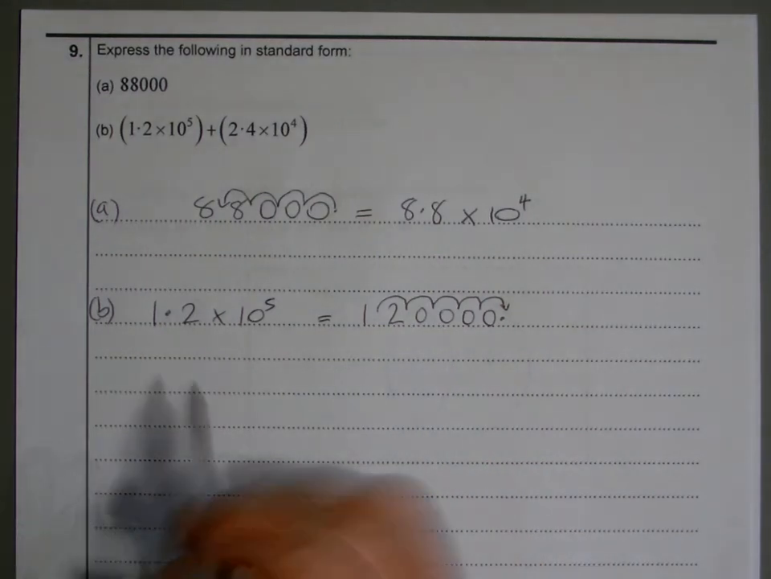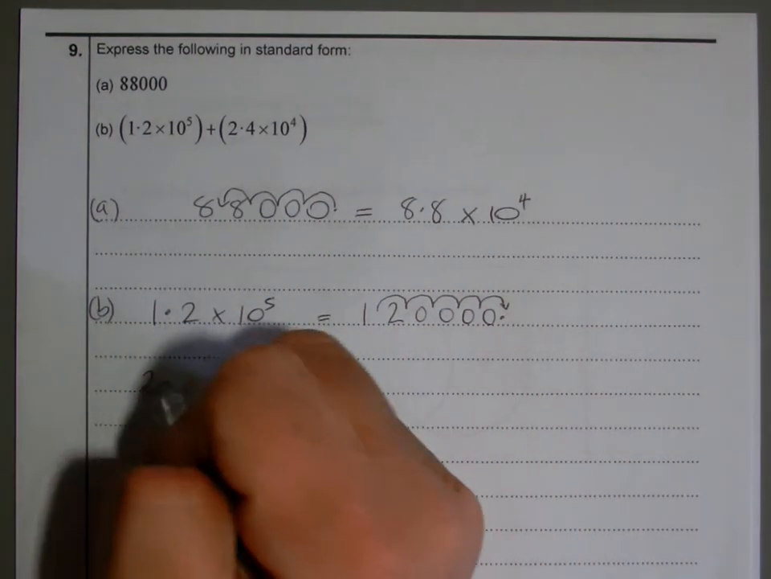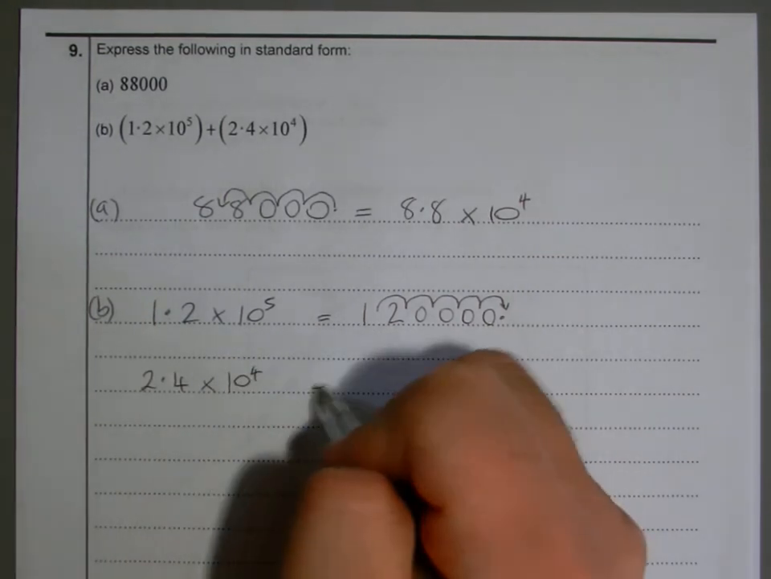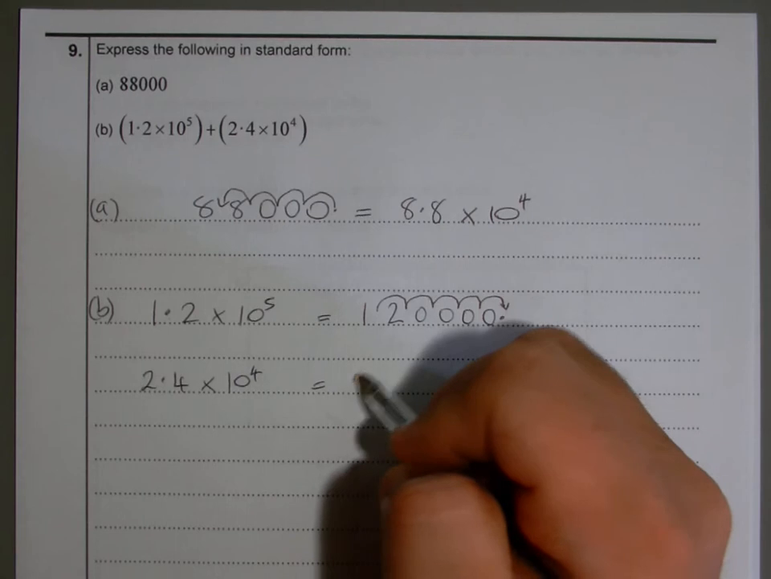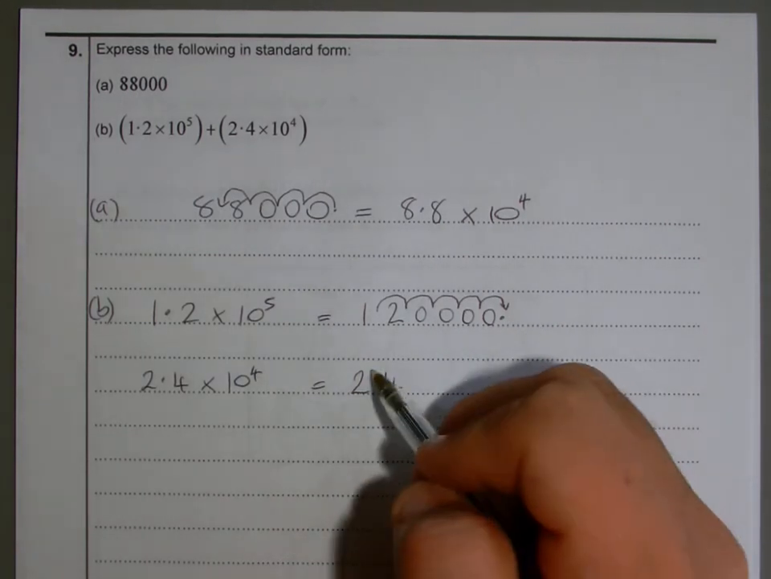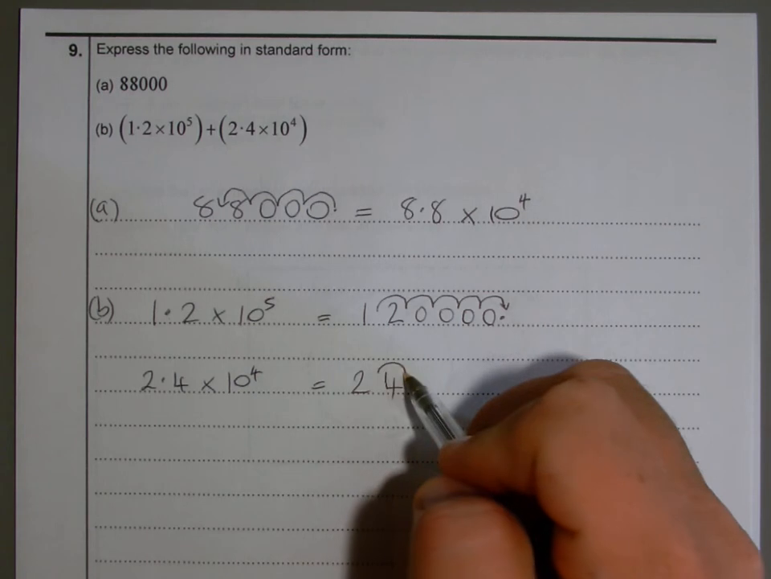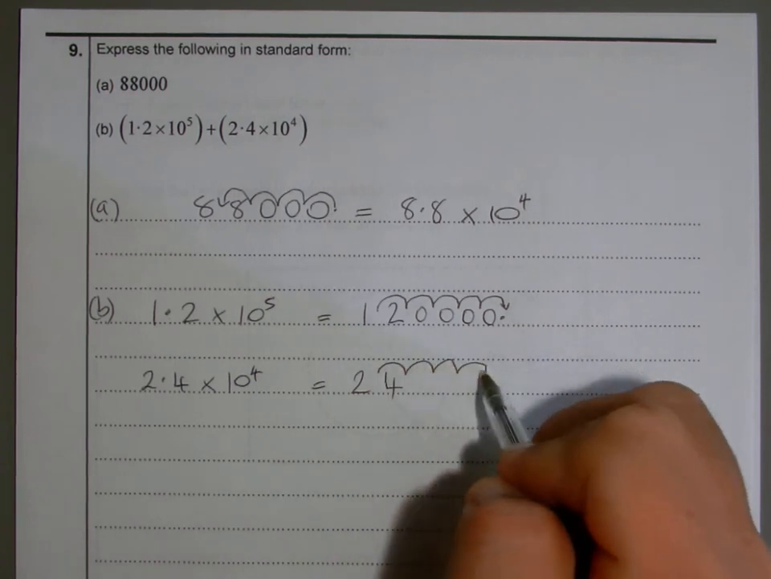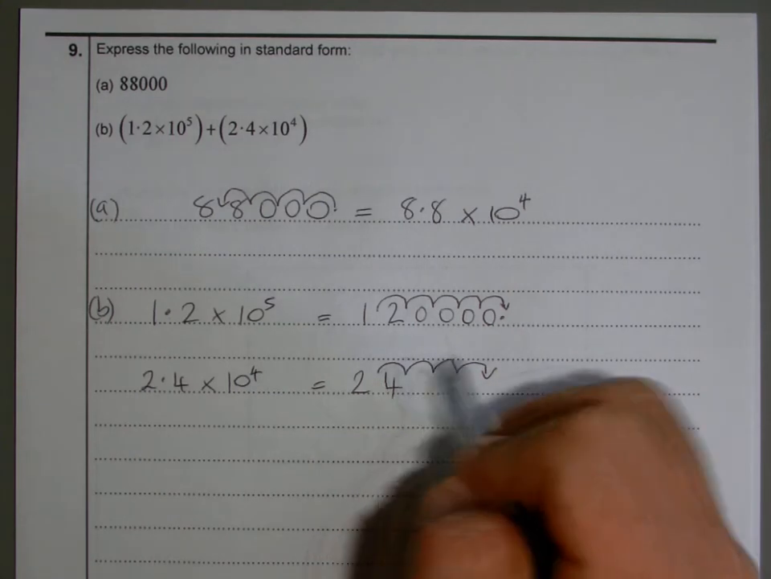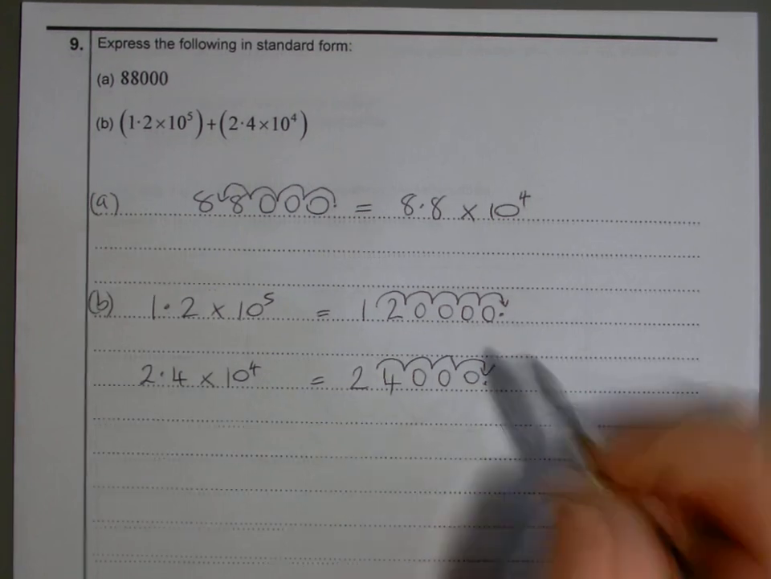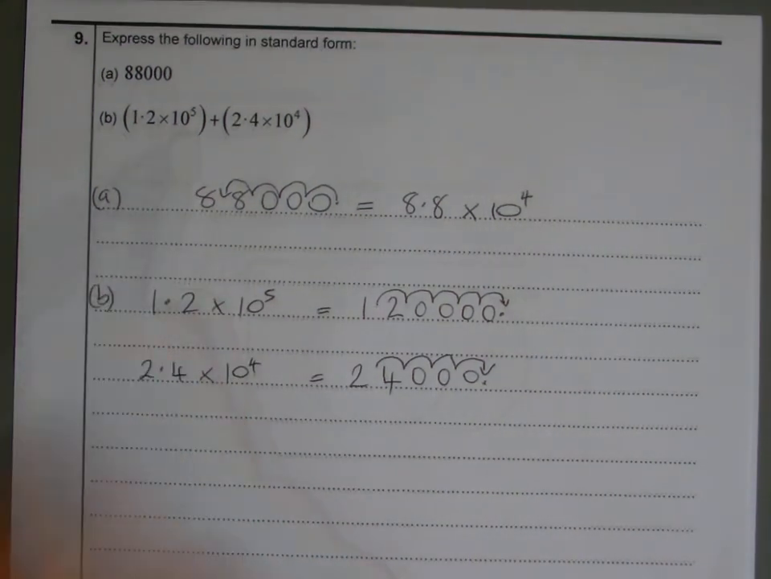Do the same then for the second number, 2.4. So the second standard form number here is that. Let's write it as an ordinary number. So 2.4. Now because the power is 4, it's got to move 4 places. 1, 2, 3, 4. So the decimal point's gone from here. It's moved 4 places to the right. It's gone there. Fill these up with zeros. So we've got 24,000.